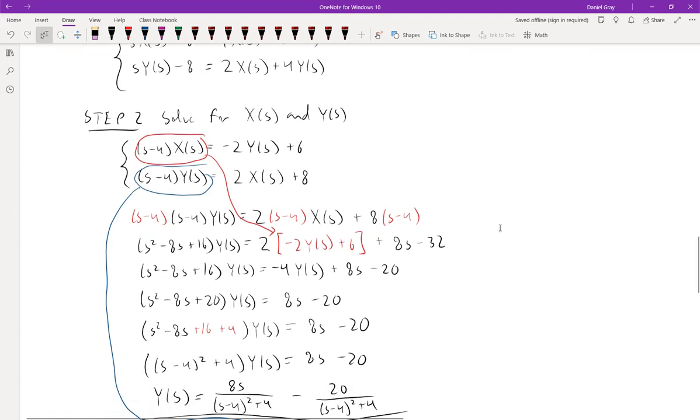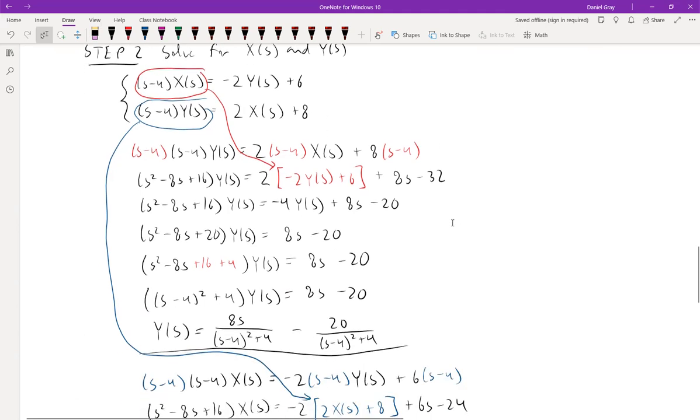Now, I'm going to substitute my first equation into my second equation, which means I need an s minus 4 times big X of s. So notice here in red, I'm multiplying all three of my terms by s minus 4 in my second equation there. Then I simplify after that. I FOIL this out. I get s squared minus 8s plus 16 times big Y of s is equal to 2 times, now you see where I've plugged in this thing in the red, negative 2 Y of s plus 6, and I need to distribute that 2. Here I've already distributed the 8 to get 8s minus 32.